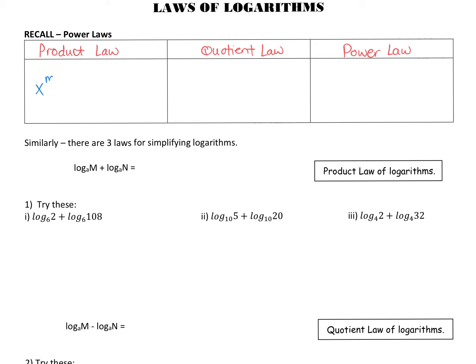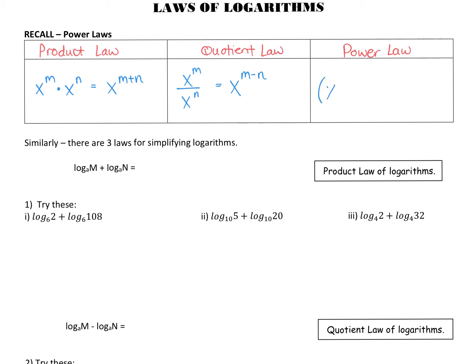So when we are multiplying two powers that have the same base, we simply keep the base and we add the exponents. Okay, similarly, we had a quotient law or a division law, if you like. So when we are dividing powers that have the same base, we can simply keep the base, subtract the exponents. Okay, and the last one was called the power law or power of a power law, if you like.